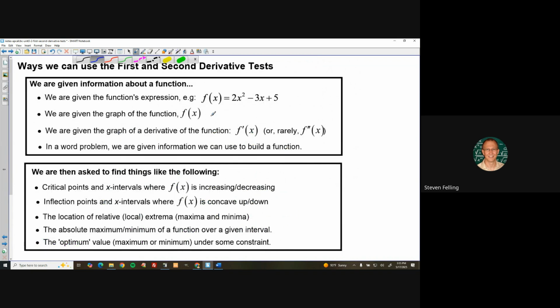Okay, so how can we use these derivative tests? There's basically a couple of things.